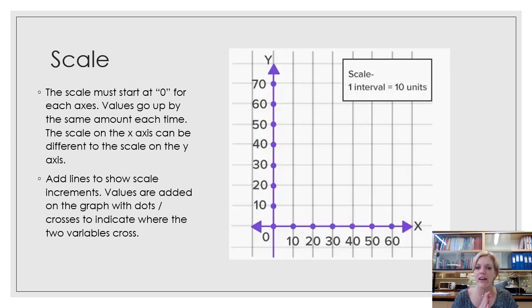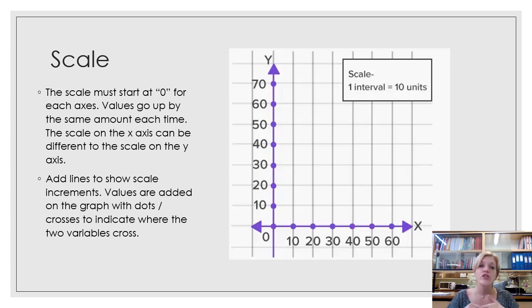You can't have one interval being 10 units and then all of a sudden decide one interval is going to be 20 units. Then you're going to lose marks, and also your data is not going to be accurate. So this is very important. It takes practice, but you'll get there.